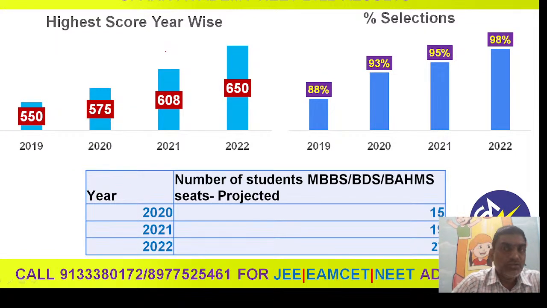And this is the Spark Academy NEET 2022 result. Highest score year wise and selections. In 2019 the highest score is 550, in 2020 575, in 2021 608, in 2022 650. And next, in selections, 2019 88% of the students selected, in 2020 93% of students selected, in 2021 95% of the students selected, and in 2022 98% of the students are selected. Next, number of students in MBBS, BDS and BAMS: in 2020 15 are there, in 2021 19 are there, in 2022 27 students are there.